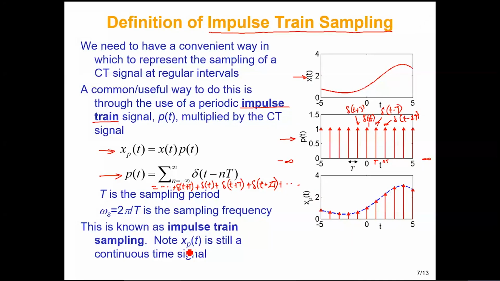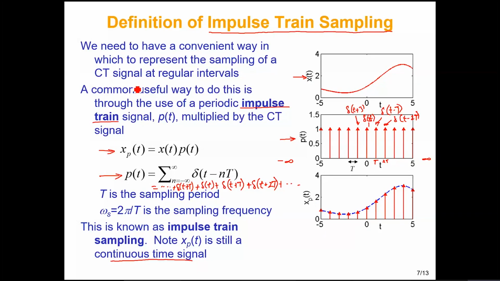So note that this impulse sampled signal is still a continuous time signal. If you can just jot down or record the values of these impulses, then those values will be your x of n, or discrete time signal. So right now we are just talking about impulse train sampling and the impulse train sampled signal.